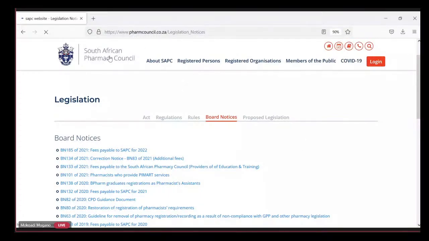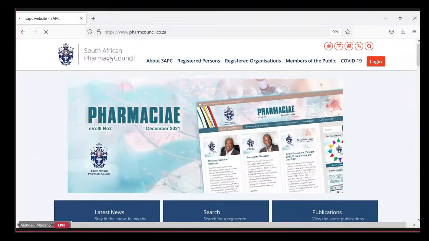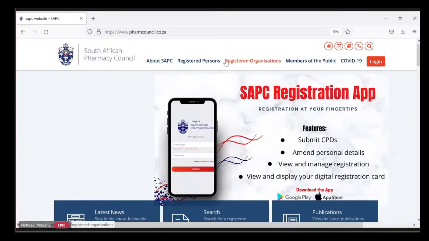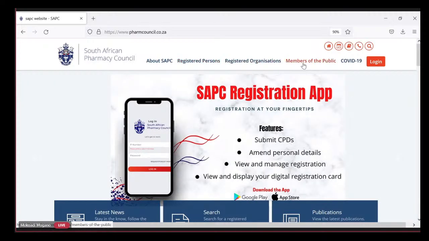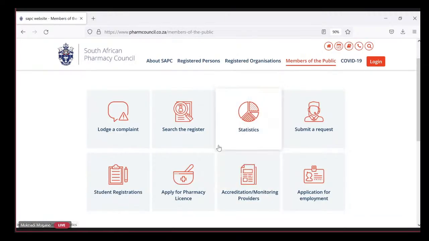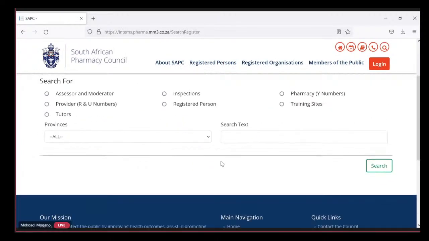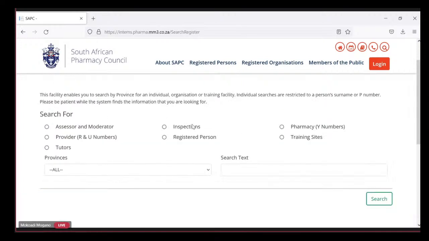Okay, so this is the website. When you search the SAPC website, this is what you'll come across. And then what you need to do is click on the members of the public, and then click on search the register. Okay, so I'm just going to search myself here. I'm going to click on registered person. I'll search myself. You can search using a P number or the name of a person.